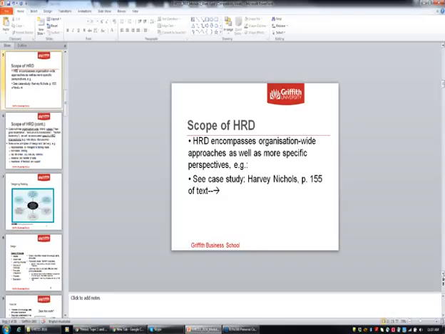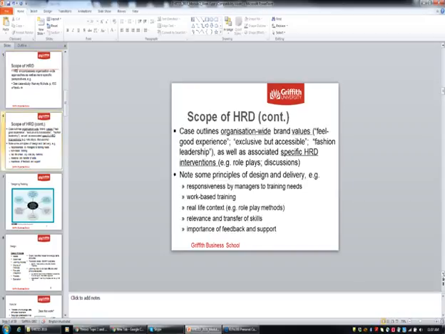that are available. So in order to do this, have a look at the case study, Harvey Nichols, on page 155 of the text. You can see there that the case outlines organisational-wide values. So what have they identified? A feel-good experience, exclusive but accessible, fashion leadership. So that's just in their particular case, but they've looked at those values. And then the case goes on to mention specific HRD interventions, such as role plays and discussions. So that's the doing part of it. What are they actually going to do?